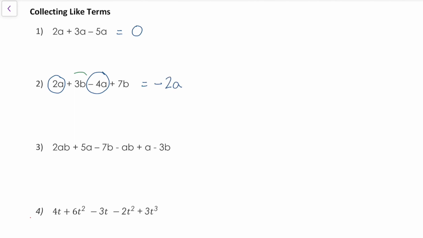Then I have a 3b plus a 7b. So all together, I have plus 10b. And I'm not going to combine my minus 2a and my 10b because they're different. One's an a, one's a b. I can't add them together. And so that's as simple as I can make that expression.